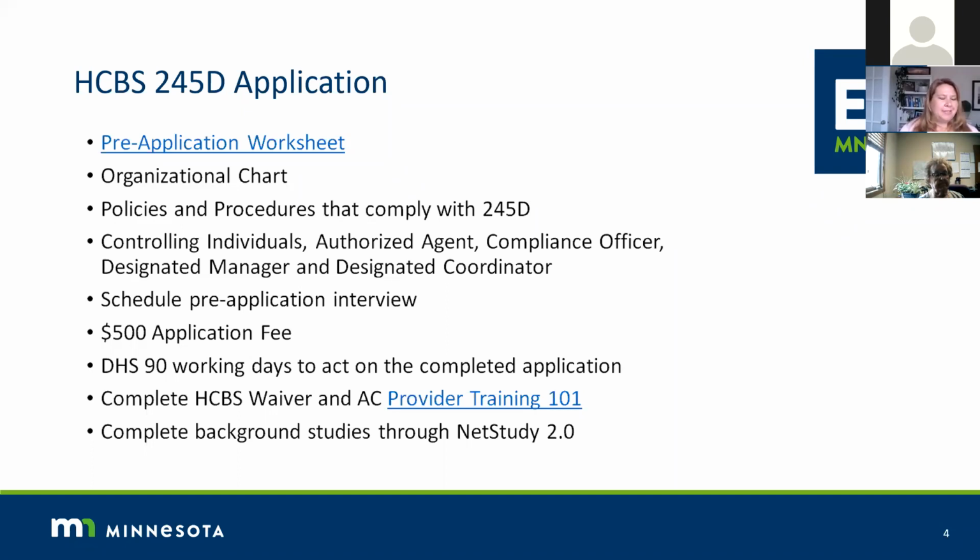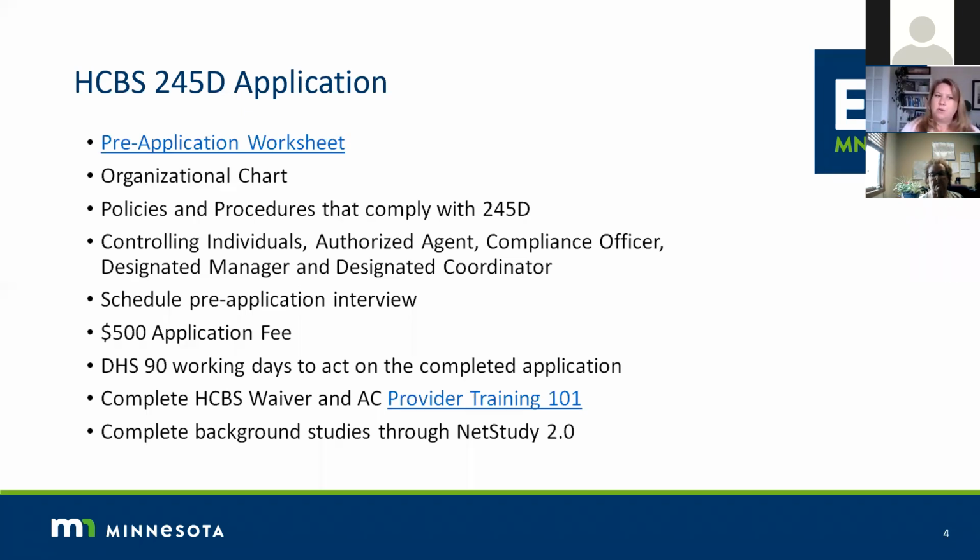Other pieces that need to be done is looking at the CDCS waiver and alternative care program provider training 101 course. So getting an overview of what is waivered services, what is some of the funding around that, and your responsibilities as an organization that's now providing Medicaid services. And then background studies too, for controlling individuals, and then as is required as part of the application process. Also, eventually you'll be having background studies for all staff that have contact with vulnerable adults.